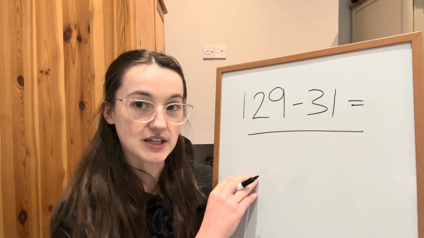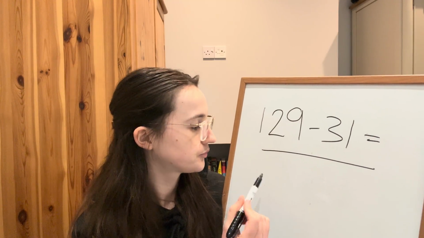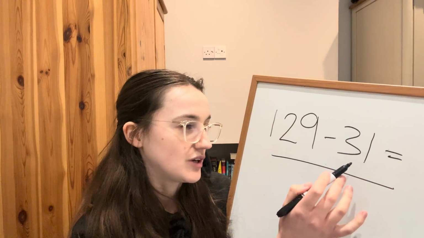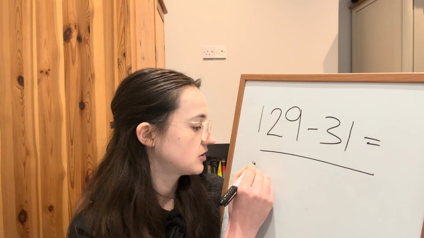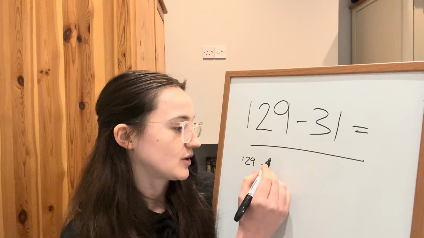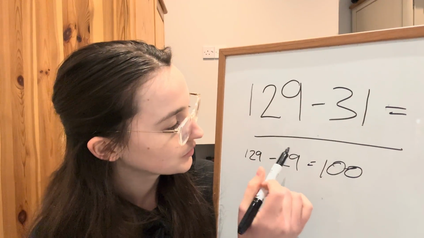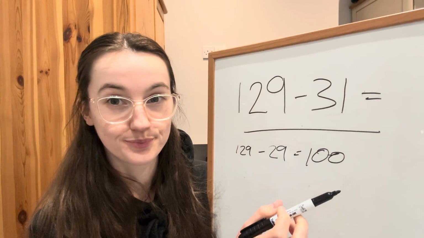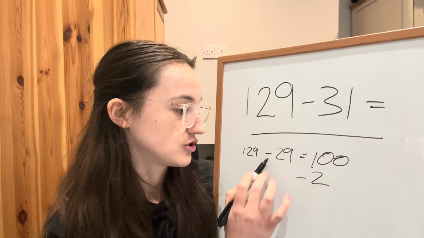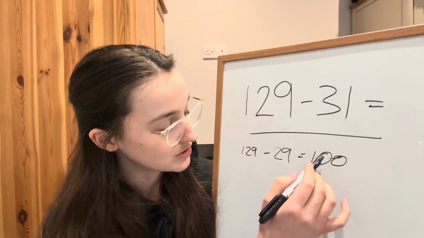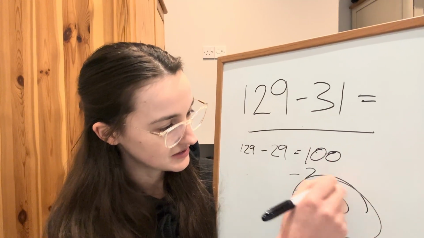Okay, this one's a little bit tricky, but what I would do is, we need to minus 31 from 129, okay? So if you've got 129 and you minus 29, you get 100, okay? But 29 is not 31. We're 2 away, aren't we? So we also need to minus 2, okay? Because you've got 29, 30, 31. So if we do 100 minus 2, you get 98. So that is your answer.